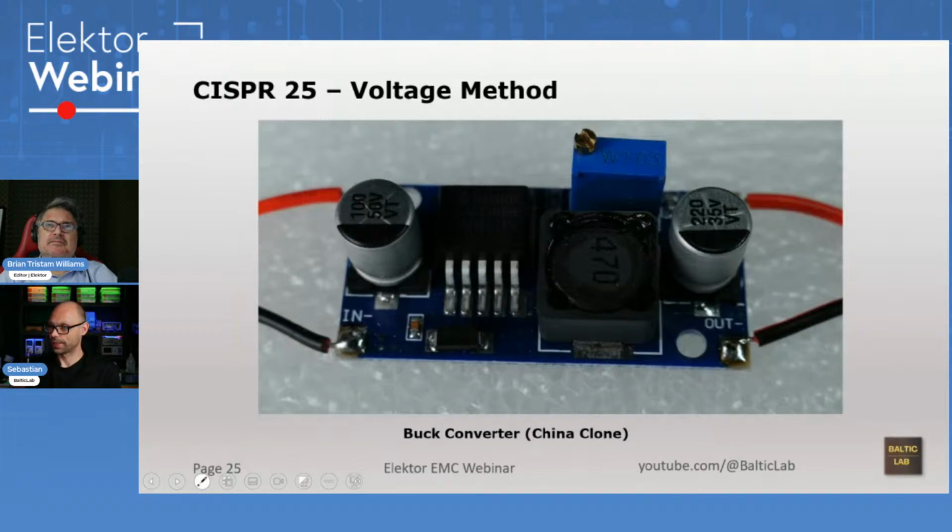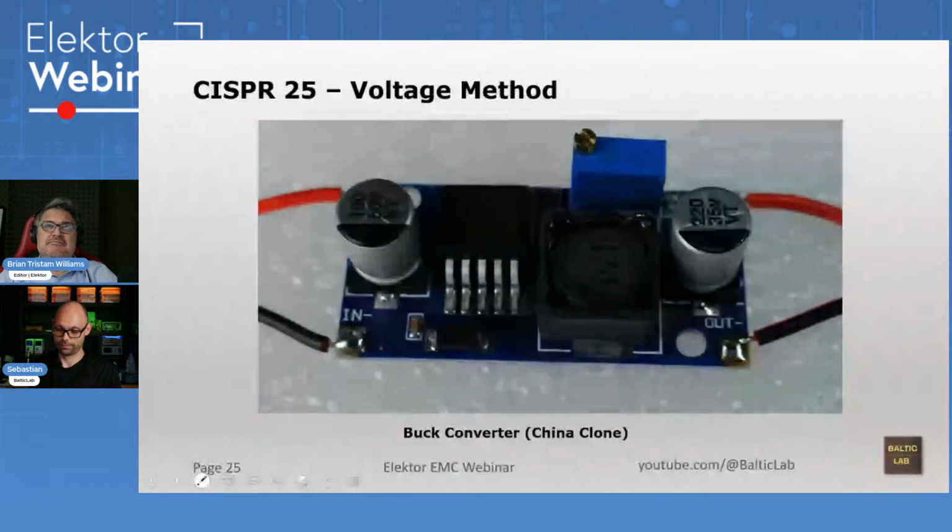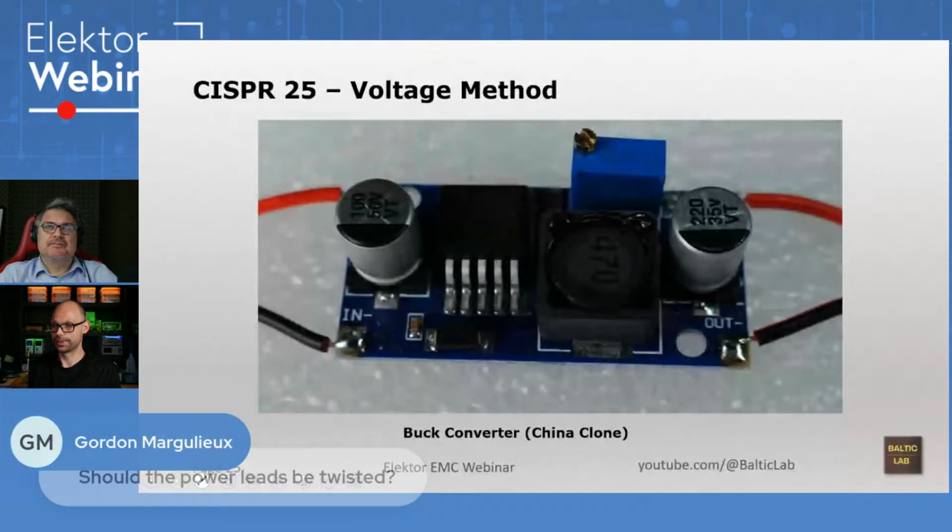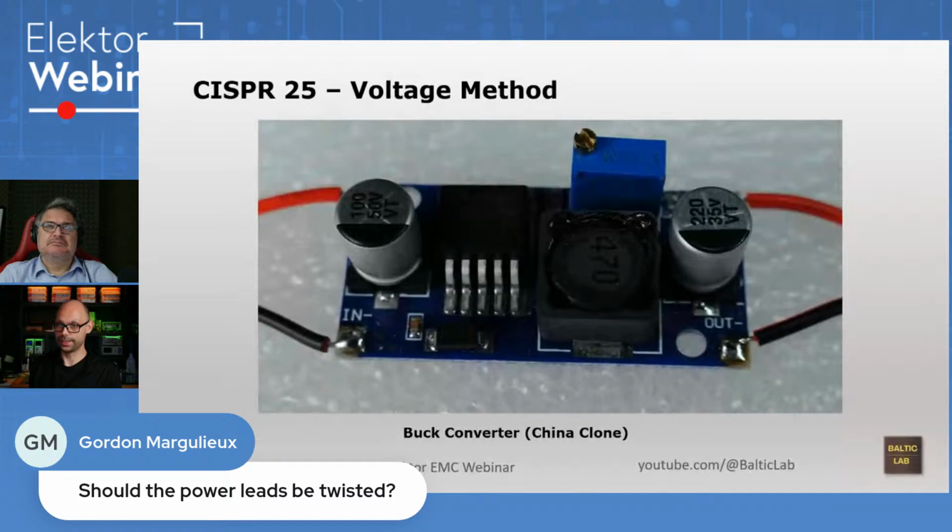So let's measure something. This beast, many of you have seen before. There's a question that I'm going to steer to. Gordon asks, should the power leads be twisted? You can, really, this is your choice. If the wires will be twisted later on in their final application, then yes.